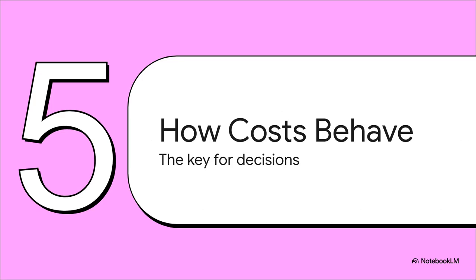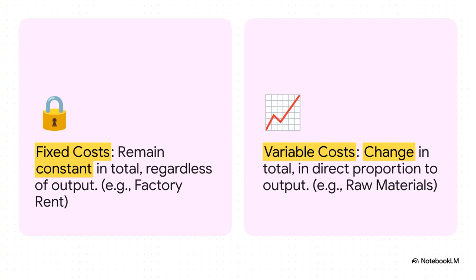Okay, so knowing all those ingredients is great for bookkeepers, but if you actually want to make smart decisions for a business, you have to look at cost in a different way. You have to understand how costs behave. This is maybe the most important part of all. And it really just comes down to two types. You've got fixed costs. Think of your monthly rent. It doesn't matter if you make 1 table or 1,000 tables. The landlord wants the same amount of money. The cost is fixed. Then you have variable costs. This is your wood. If you want to make more tables, you have to buy more wood. The cost varies with how much you produce.